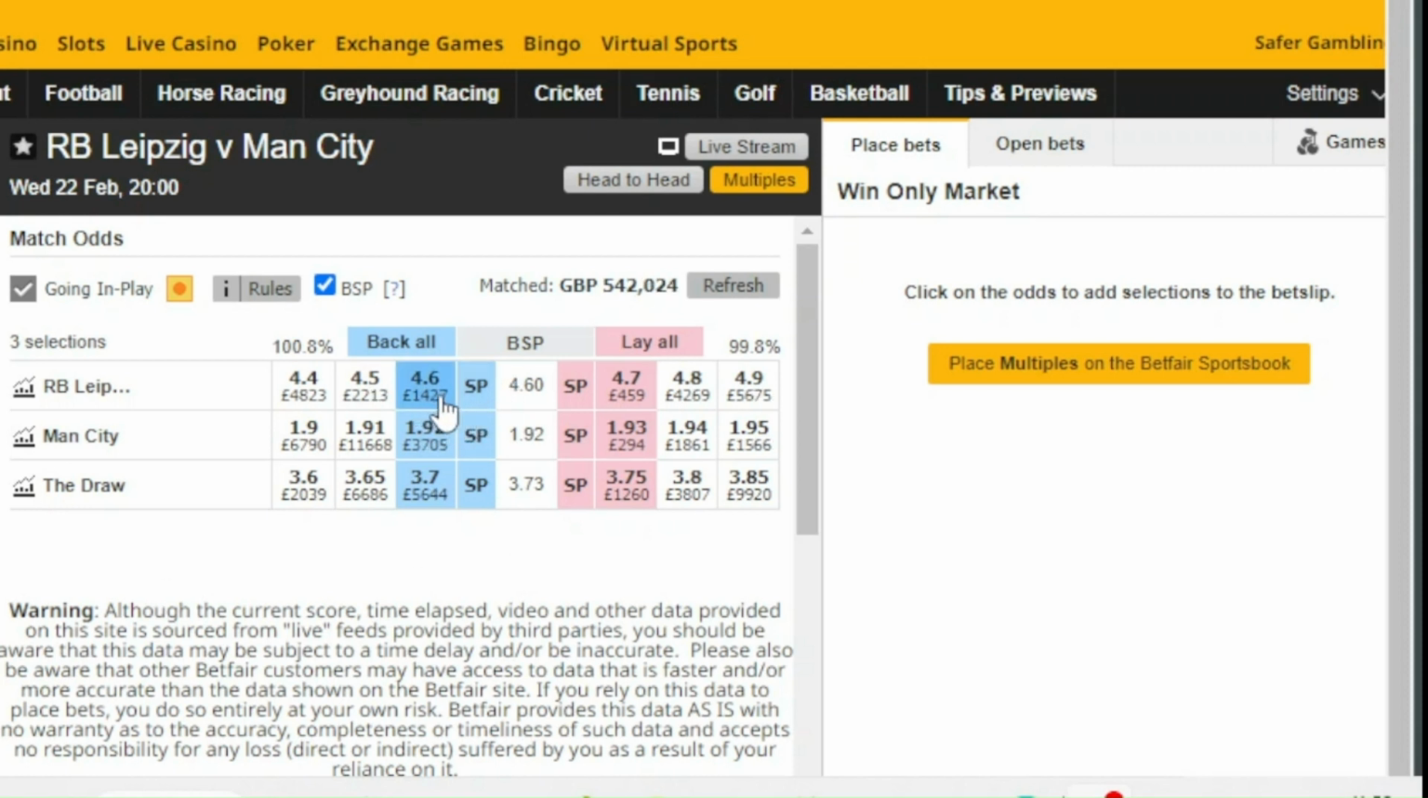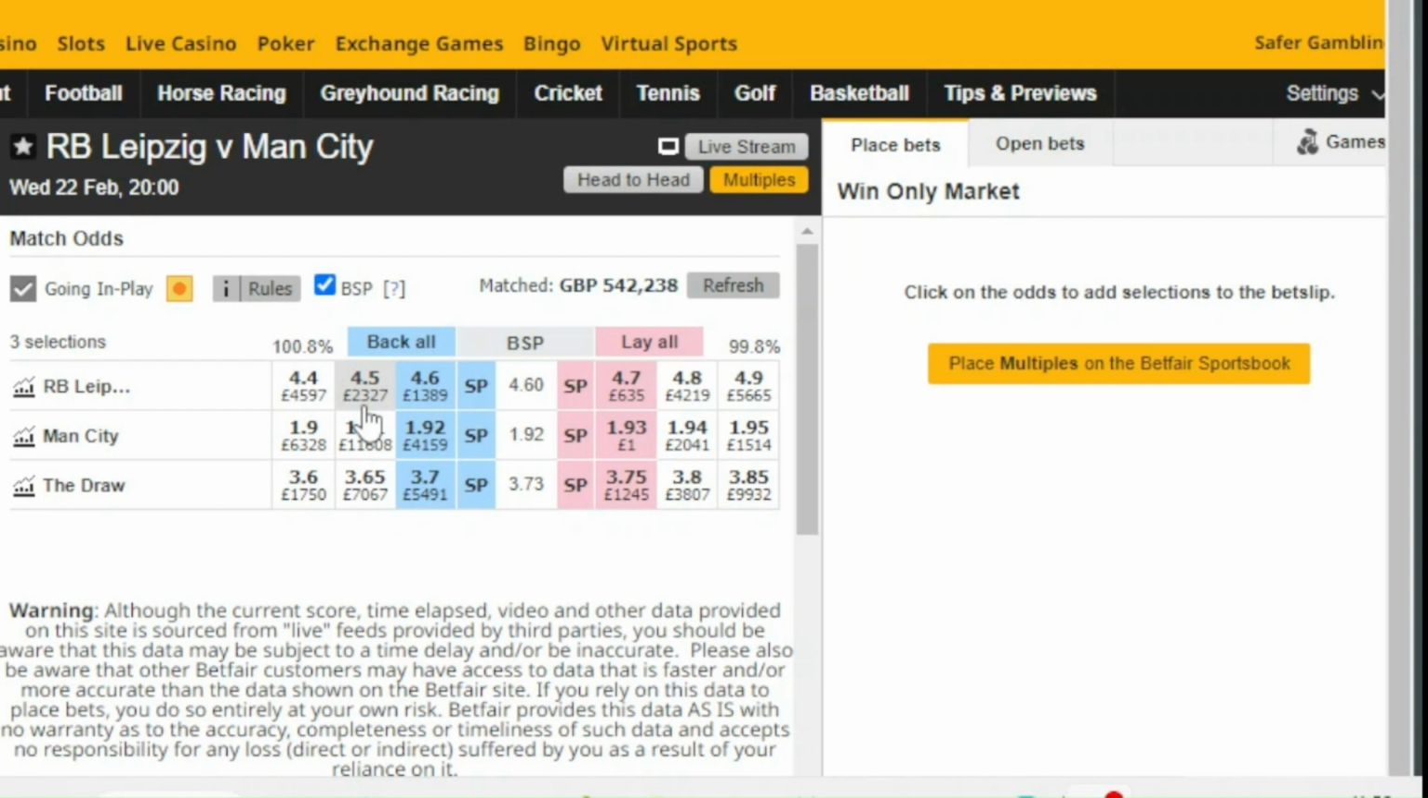In terms of the money being available, I could obviously bet £1,427 at 4.6. If I chose to bet more than that, I would then be effectively borrowing the money or taking the money from the next box down because the money just isn't available. So if I wanted to bet £2,000 at 4.6, I'd only be able to take the 1,294 as it is now, plus another £800 odd from the 4.5.